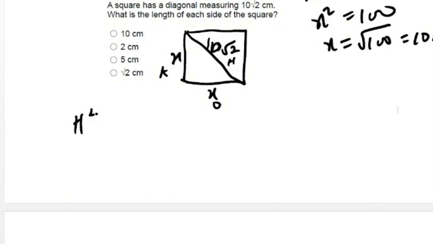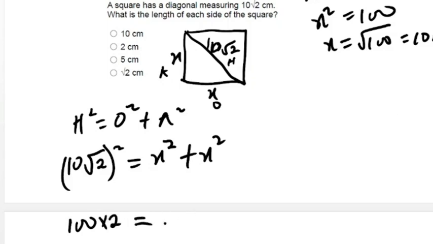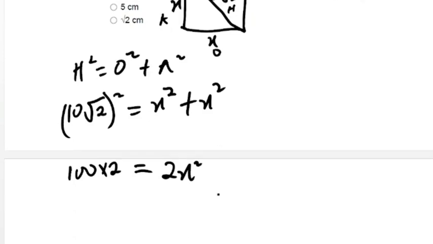That means hypotenuse squared equals opposite squared plus what? Adjacent squared. So hypotenuse squared is 10 square root of 2, everything squared, equals x squared plus what? x squared as well. So 10 squared is 100, square root of 2 squared is 2, so we have 200 equals 2x squared when you add them together. So you can divide both sides by 2 now. The 2s cancel.